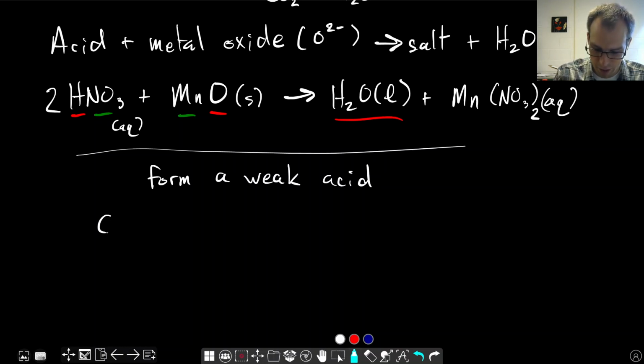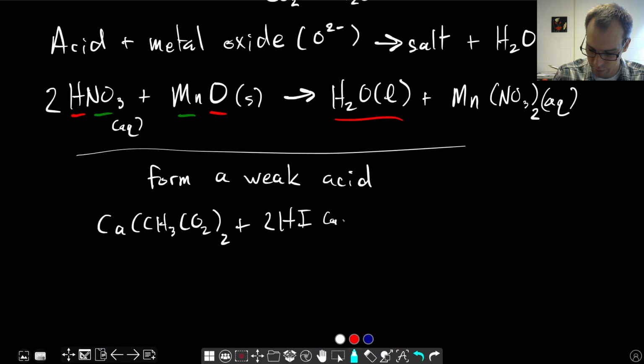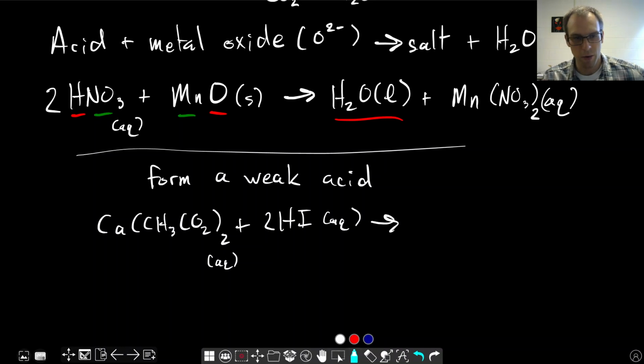Let's say we have calcium acetate. We need 2 of those. Reacting with hydroiodic acid. Should put my aqueouses here. So in this case, this is another acid-base reaction, and our acetate is going to act as our proton acceptor. So it's acetate plus H plus ion. It's going to come from our acid here. And again, I'll just highlight our other 2 that are going to swap places as well.